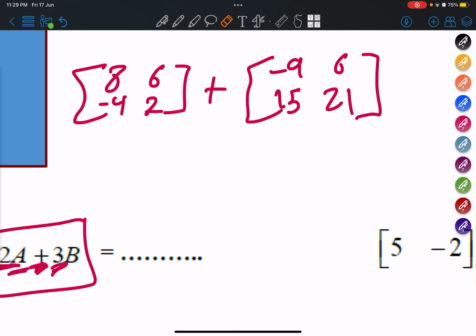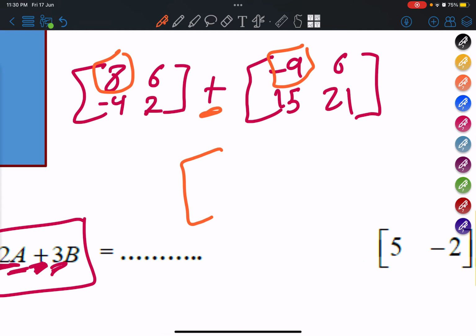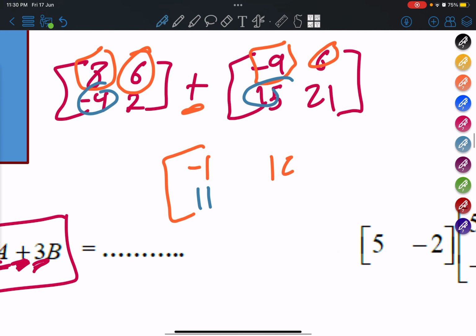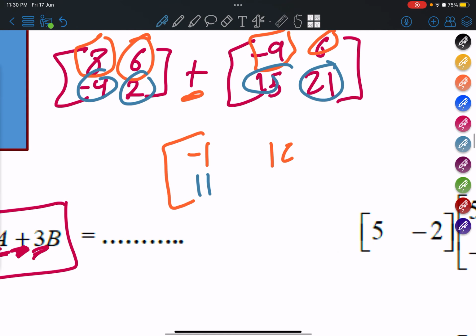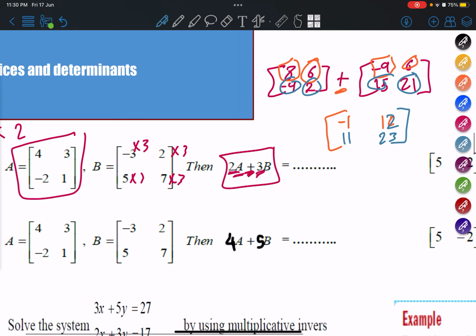Okay, so we take the first element with the first element and we add them. So we'll say that 8 plus -9 is -1, 6 plus 6 will be 12, -4 plus 15 will be 11, and finally 2 plus 21 will be 23. So this is our answer. And this is 12, to make it more clear.